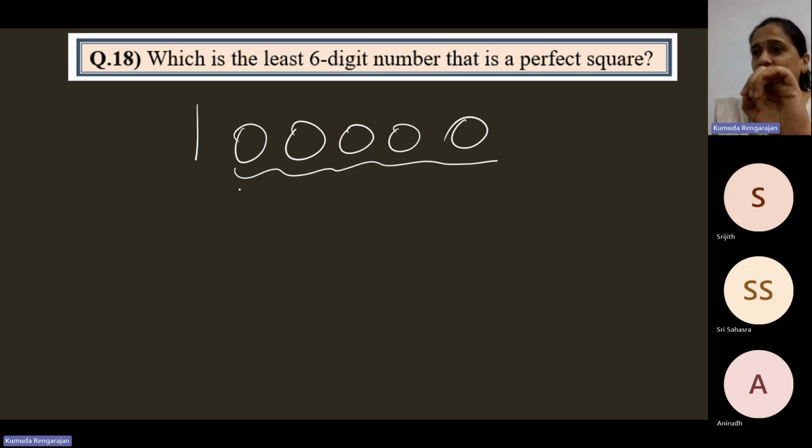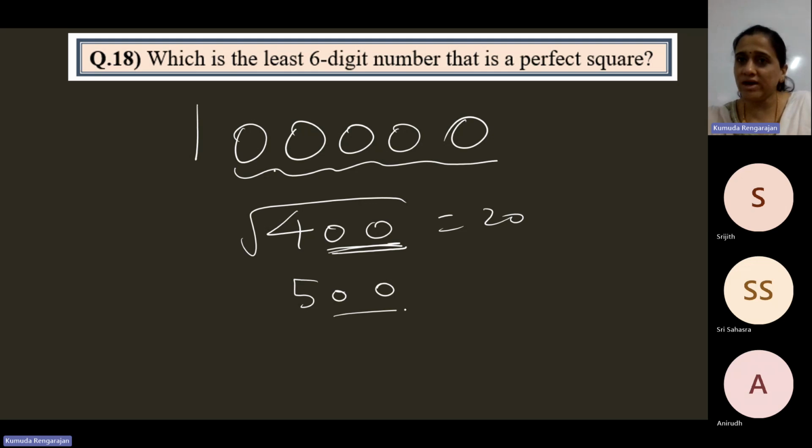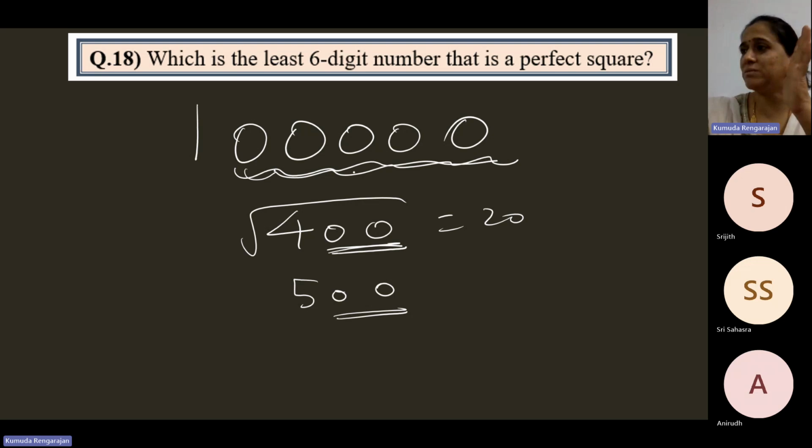If a number is a perfect square, then it should end with an even number of zeros, like 2, 4, 6, 8, and so on. But if a number ends with an even number of zeros, it need not be a perfect square. Like 400 is a perfect square, its square root is 20, but 500, which also has 2 zeros at the end, is not a perfect square. But if a number ends with an odd number of zeros, it cannot be a perfect square. This number ends with 5 zeros, so it cannot be a perfect square.